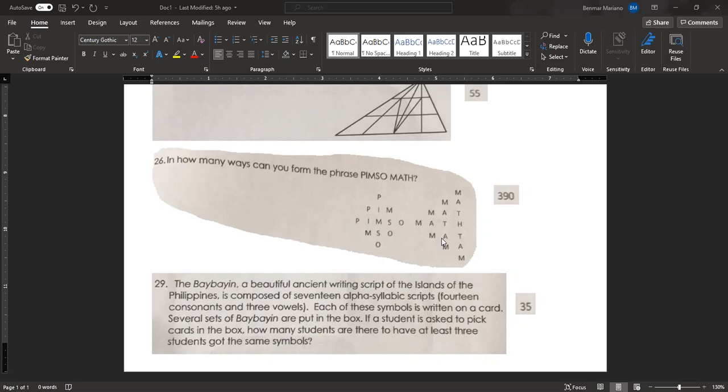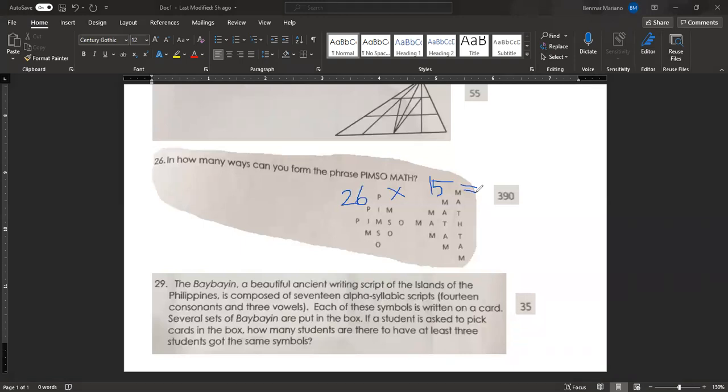Like how did you get it to 390? How did we get 390? That is 26 times 15. It means that in this item, there are 26 ways to form PIMSO, while for this item, there are 15 ways to form math. So you will just simply multiply those two numbers and we will get 390.